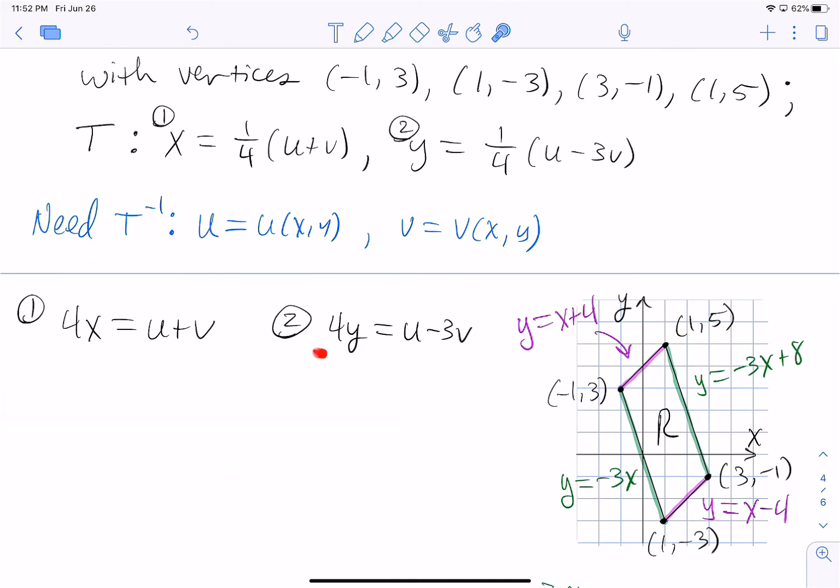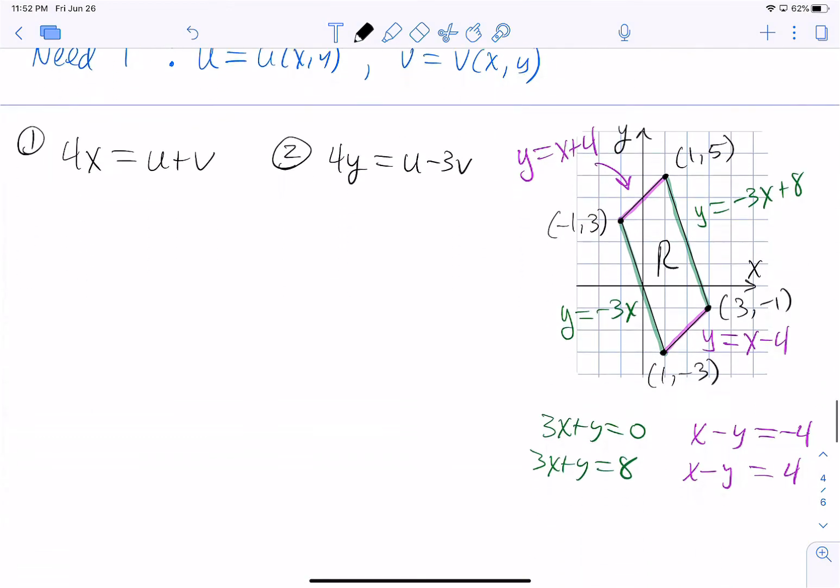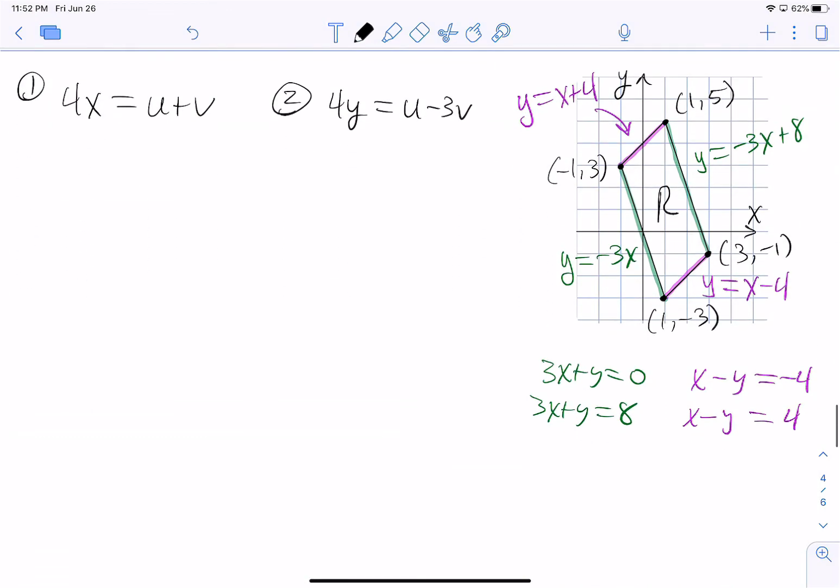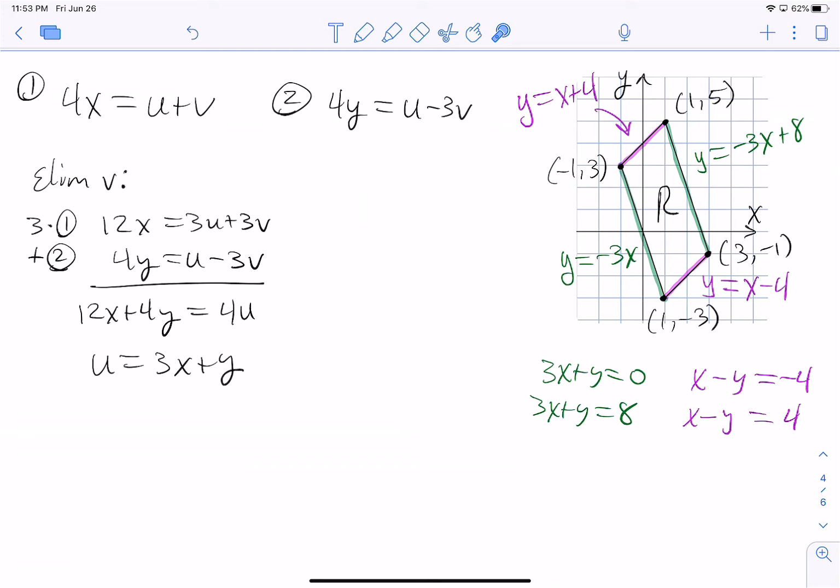If I eliminate v from this system, I can solve for u in terms of x and y. And since that's what we want, that's what we're doing. To eliminate v, we're going to take 3 times equation 1 and add to it equation 2. So 3 times equation 1 gives us 12x equals 3u plus 3v. Add that to equation 2, which is 4y equals u minus 3v. The 3v's subtract out. We have 12x plus 4y is equal to 4u. That simplifies to u equals 3x plus y.